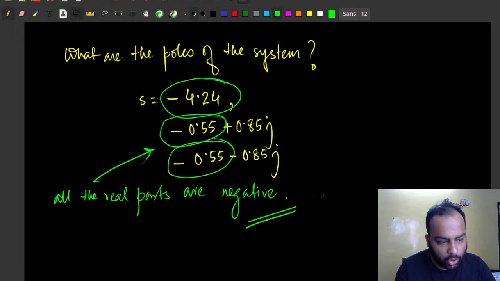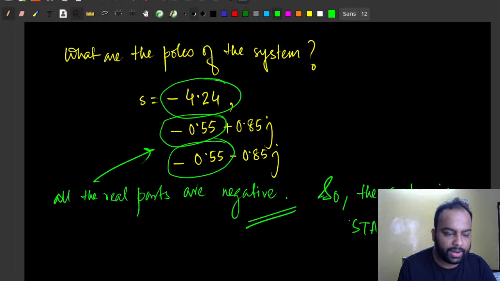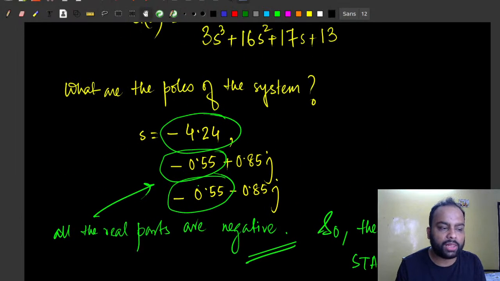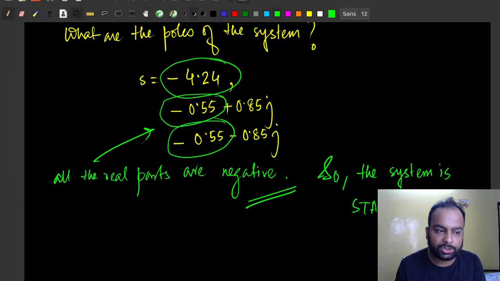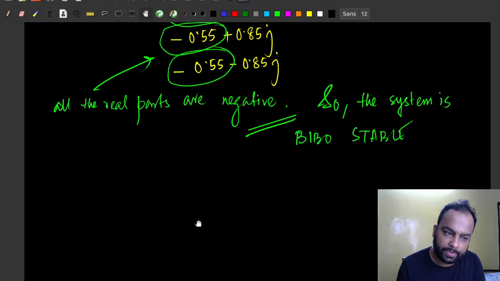So the system is stable. Why is the system stable? Because all the poles have negative real parts. So it is satisfying the condition that the impulse response will be absolutely integrable. If all the poles are on the left half plane, the impulse response will be absolutely integrable, and that's the sufficient condition for BIBO stability. So it's BIBO stable. Got it? Simple.